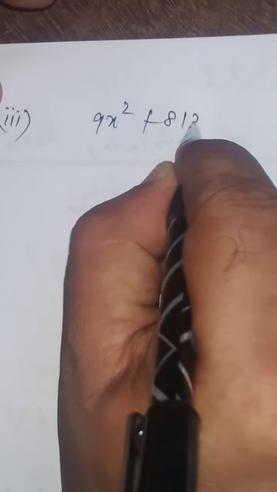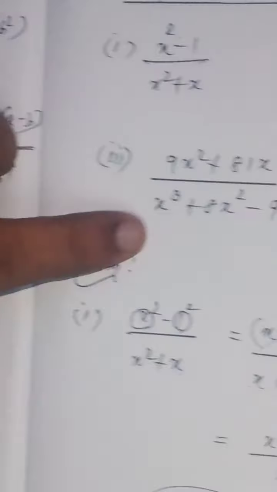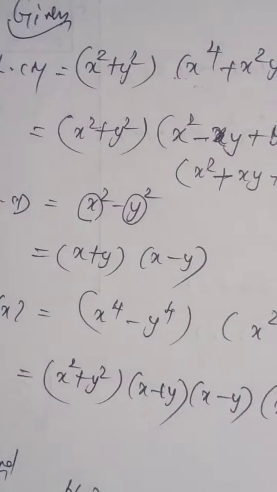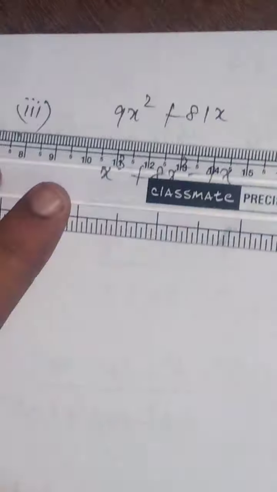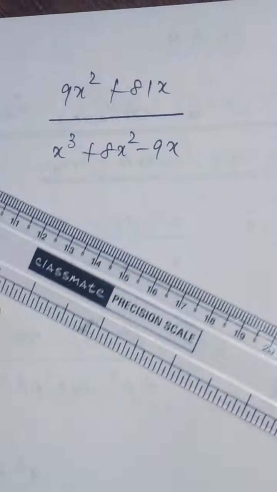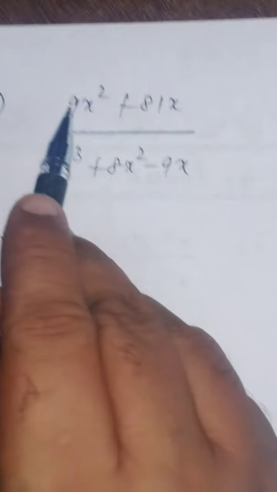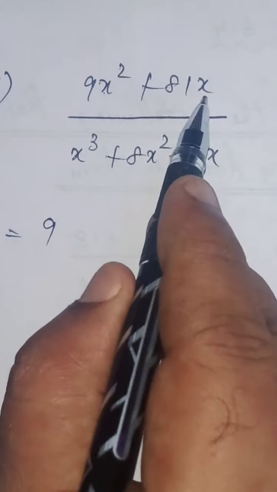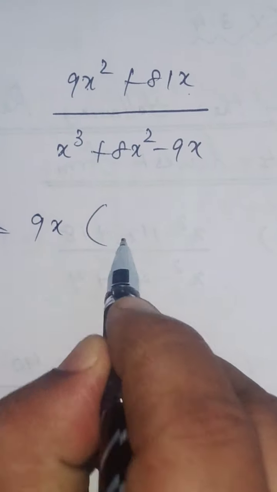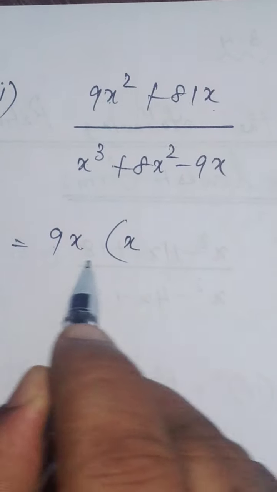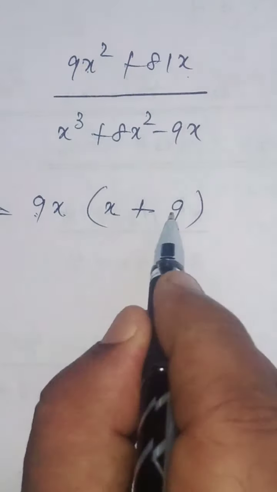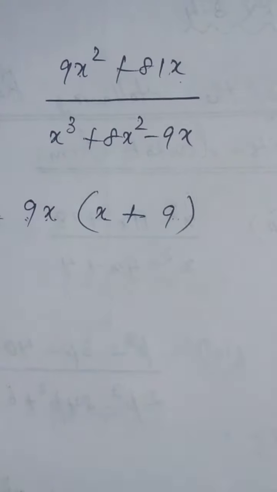9x squared plus 81x divided by x cube plus 8x squared minus 9x. In the numerator, 9 and 81, both numbers are in the 9th table. So take 9 as common. X squared, x, which one is common? X. After taking 9x, here you have to write x. 9x into x, 9x squared. Plus 9 only, 9x into 9, 9 9s are 81, into x, 81x.